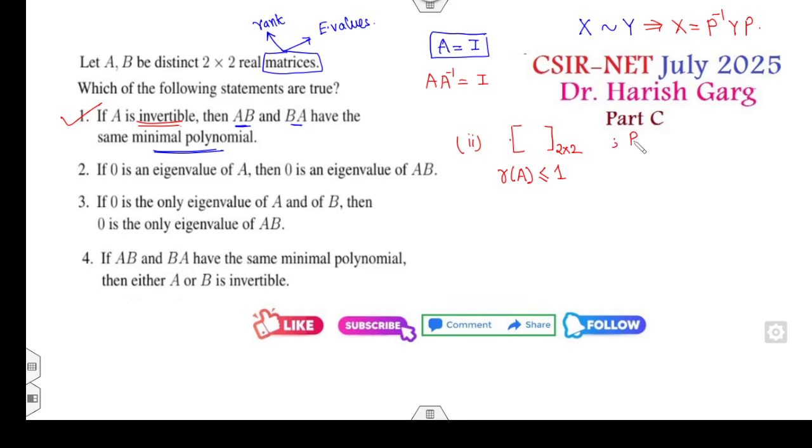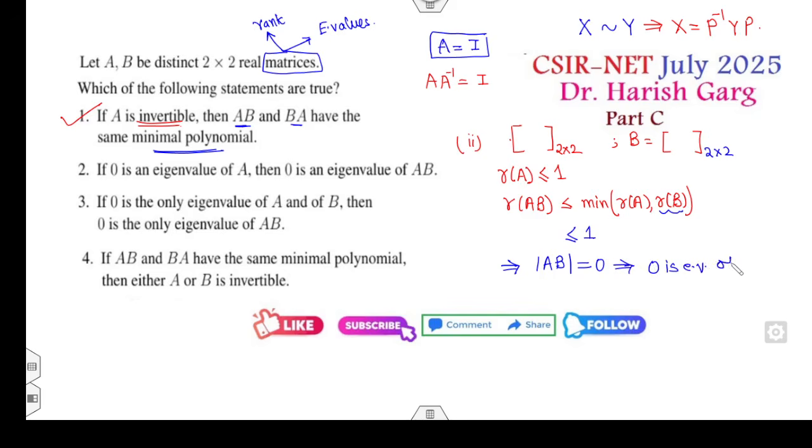What about B? B can have any value. So can you find the rank of AB? Rank of AB is always less than or equal to the minimum of rank of A and rank of B. Whatever the rank of B, it may be 2, 1, or 0, the rank will always be less than or equal to 1. So once the rank of AB is less than or equal to 1, what does it mean? That means the determinant of AB is 0, that means 0 is the eigenvalue of AB. Fine. So the second option is also the right answer.